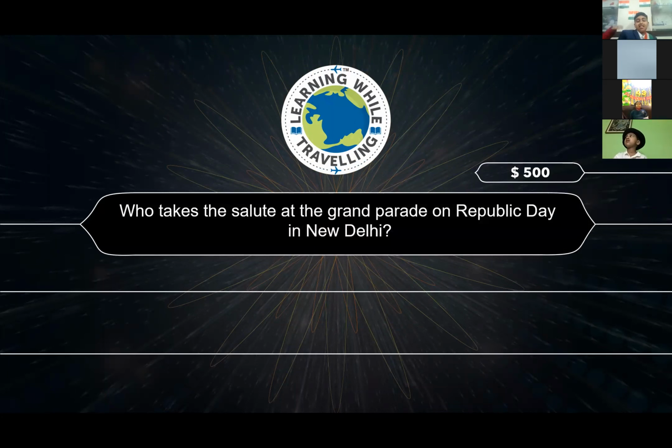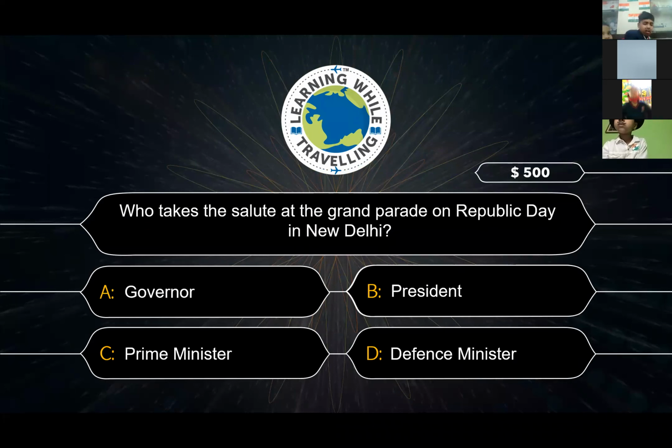The question is for $500 points. Who takes the salute at the Grand Parade on Republic Day in New Delhi? Options are A. Governor, B. President, C. Prime Minister, D. Defense Minister.